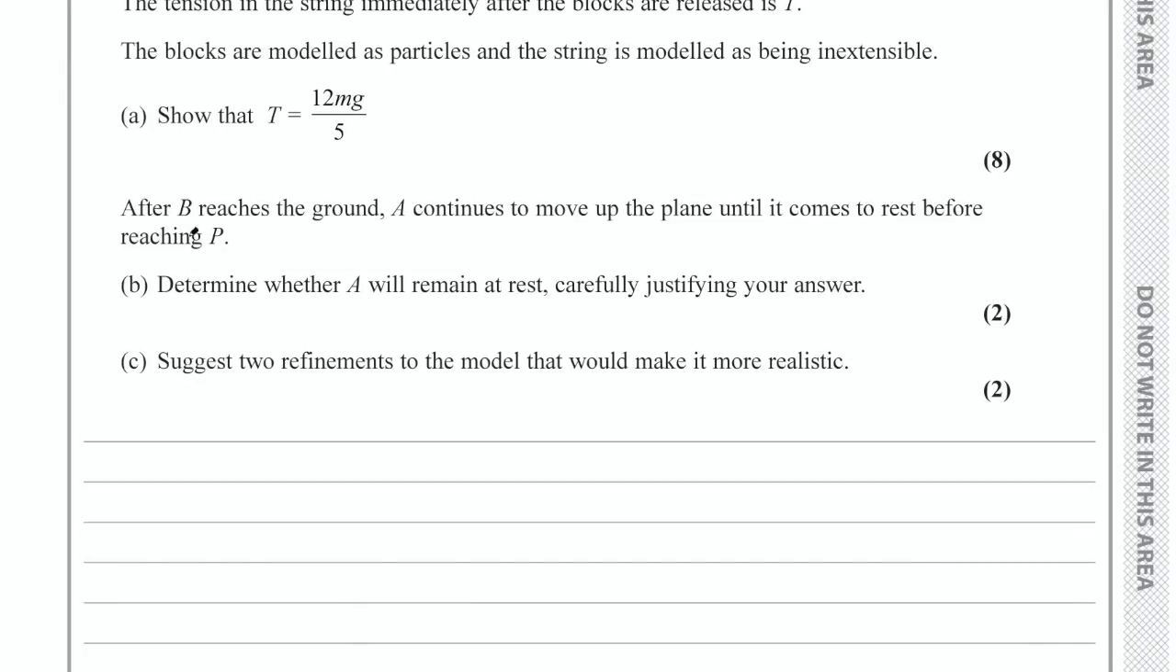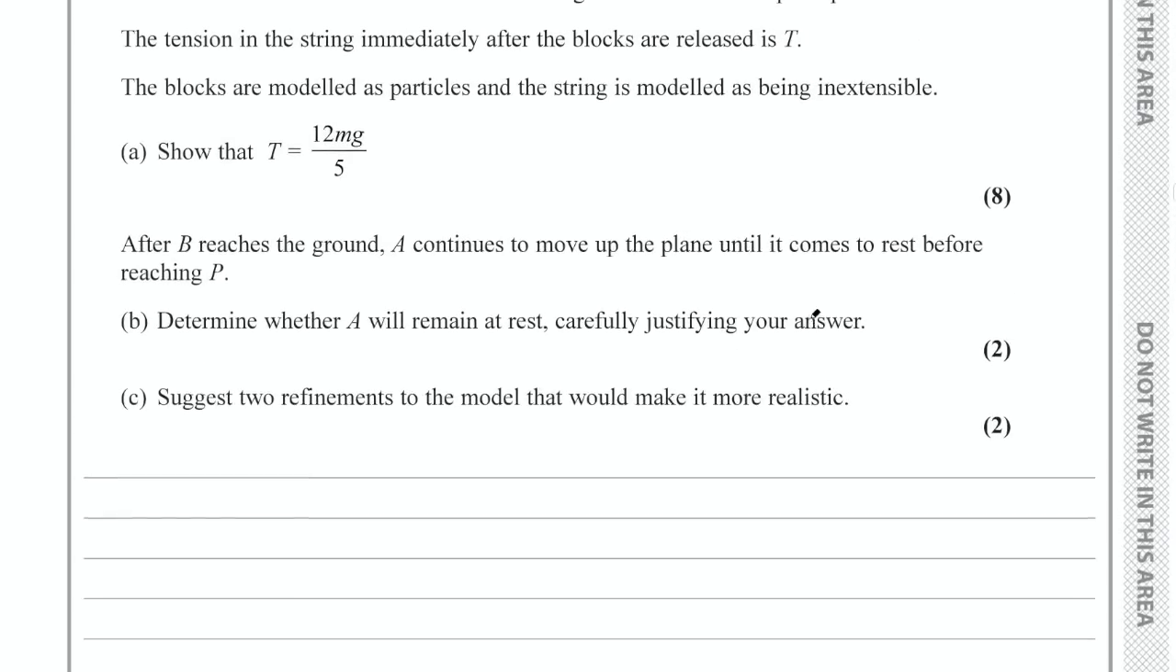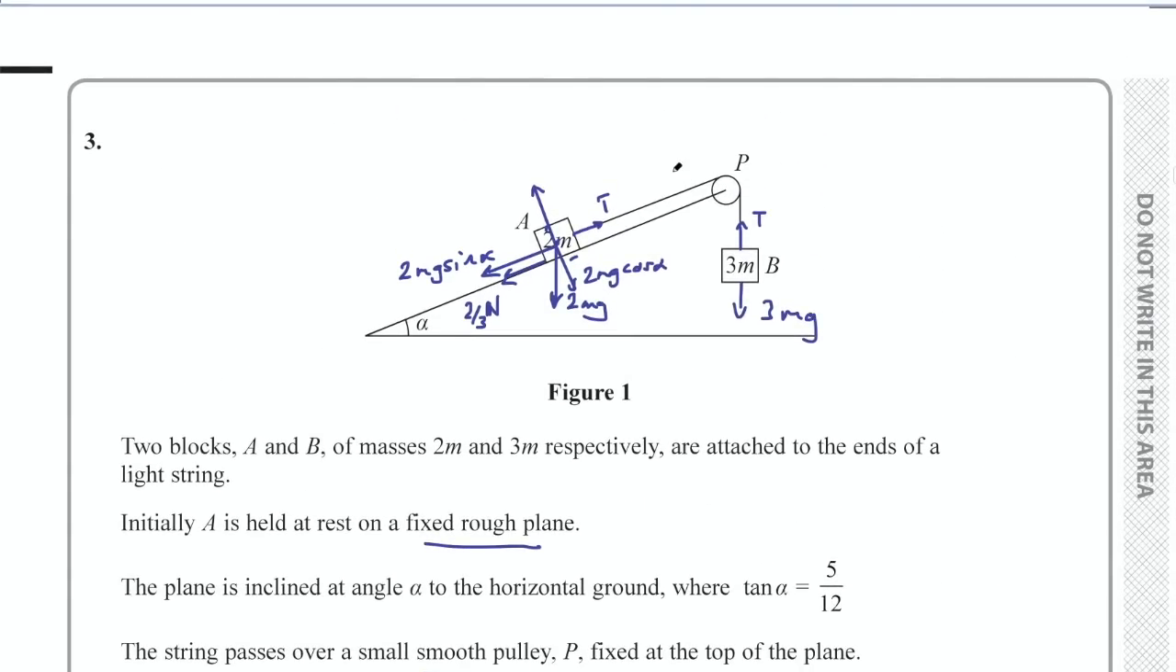On to part B. After B reaches the ground, A continues to move up the plane until it comes to rest before reaching P. Part B says determine whether A will remain at rest, carefully justifying your answer. Before it reaches P, it comes to rest at some point up here, and we want to know, will it move down the plane or will it continue moving up?